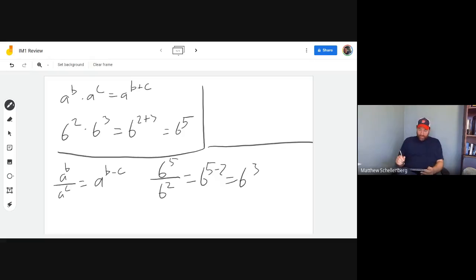Finally, negative exponents. If you have 5 to the negative 2, well, I should probably do the rule first. If you have A to the negative B, that equals 1 over A to the B. That means 5 to the negative 2 is 1 over 5 squared. That's supposed to be a 5.